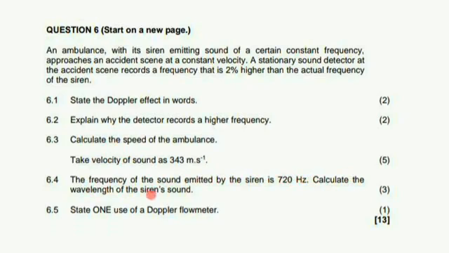Calculate the wavelength of the siren's sound. So we are given the velocity, the frequency there, and then we are required to calculate the wavelength of the siren sound. But remember, we already have the velocity from the above question. This is 343. So this is the velocity of the sound. So to calculate that, it's only for 3 marks. We need the formula V is equals to F times lambda, and then the V is 343.